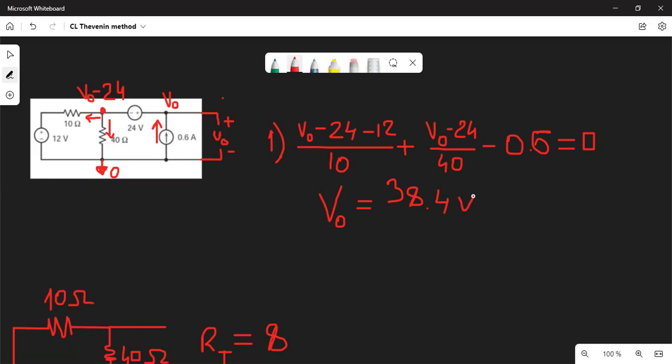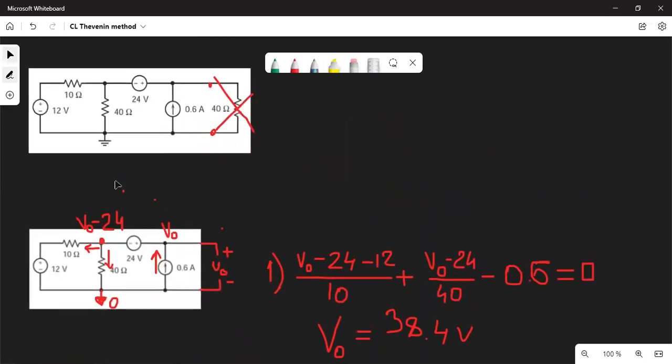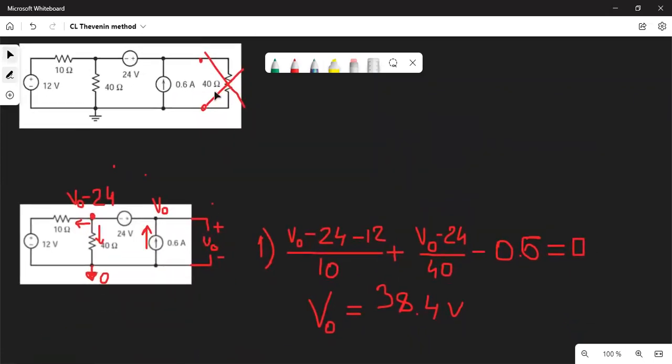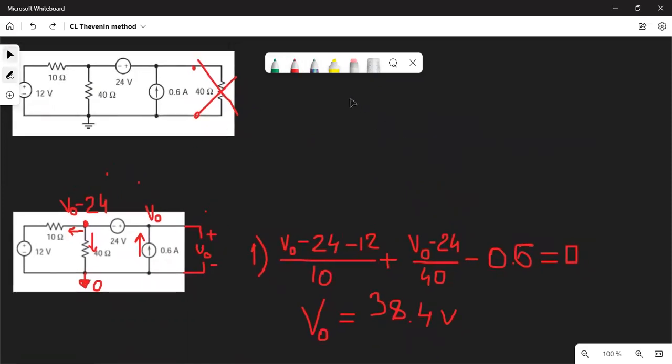This is the Thevenin voltage. But the initial question was to find the voltage across a 40 ohm resistance. So you have to consider that. We have found the Thevenin voltage right now, but in order to find the voltage across the 40 ohm resistance, we have to do an additional operation.